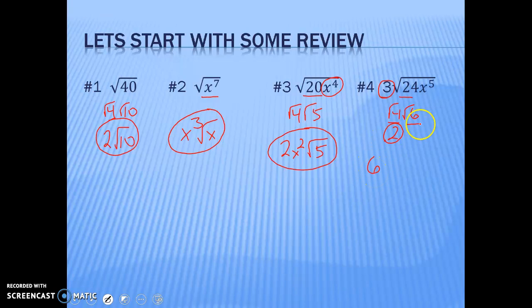I also have this 6 that I can't pull out because I don't know what the square root of 6 is. So that's the number, but then I still have the x to the 5th. There are 5 x's there. Well, that's 2 pairs of x's, plus I have one x that I can't pull out that stays inside the radical, and my simplified answer is 6x squared times the square root of 6x.